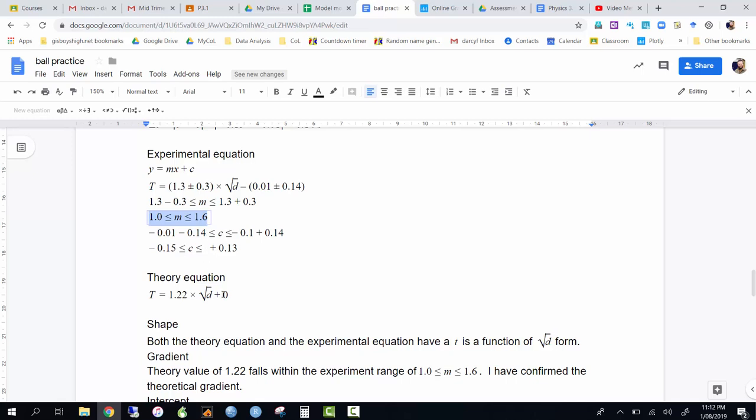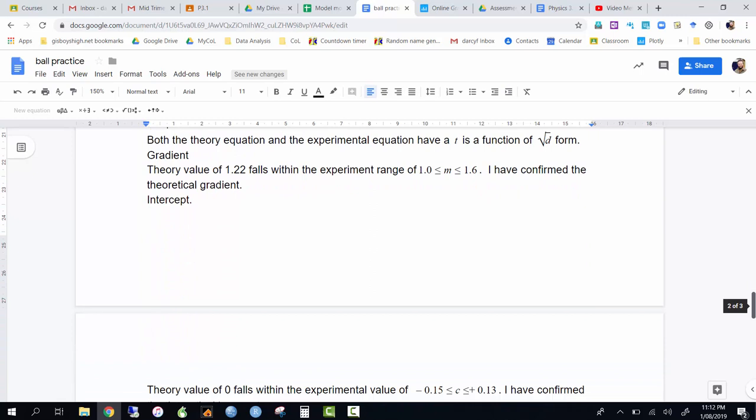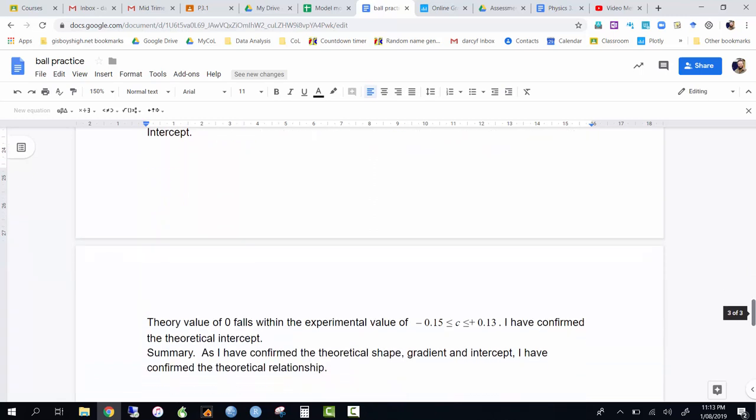And similarly for the intercept, you'll notice I've put a plus 0 on here just to make the point that there's no intercept, and that 0 does fall within negative 0.15 and positive 0.13. So we've also confirmed the theoretical intercept. As we've confirmed the shape, the gradient and the intercept, all the features of our equation, we have confirmed the theoretical relationship.